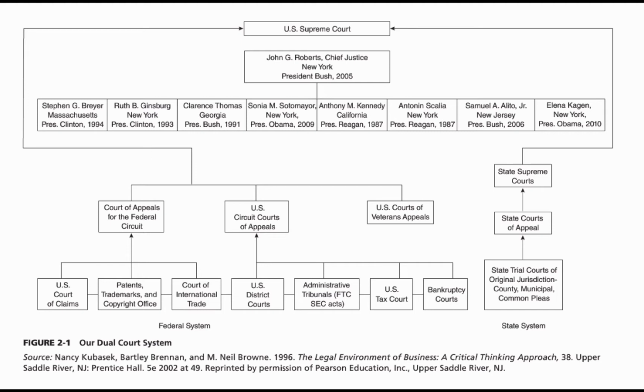The state court systems. There is no uniform state court structure because each state has devised its own court system. However, all states follow a general structure similar to that of the federal court system. In state courts, trial courts or courts of original jurisdiction are distributed throughout the state, usually by county.